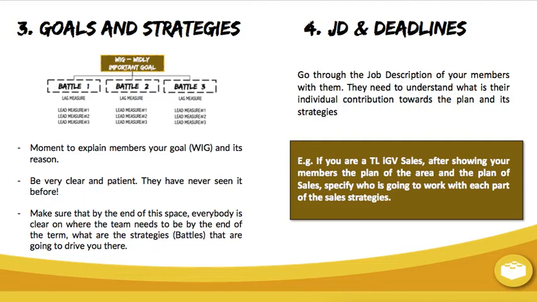Because then the fourth part is to go and make it individual. You have to connect their JD, the description of their job, to the goals. If I'm a member of sales, when I see the strategies and the goal for sales, I need to understand what my part is in achieving it, and then set deadlines for the things that are going to be done in the next weeks. By this point, everybody needs to be very clear on the next steps in terms of work and understand what they need to achieve.